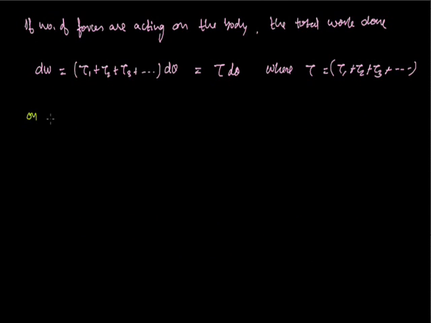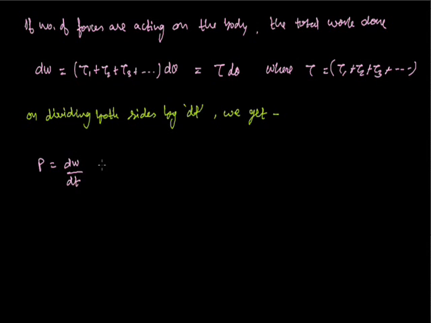On dividing both sides by dt, we get P equals dW upon dt equals tau d theta upon dt, which can be further written as P equals tau omega, where omega is the angular velocity and P is the power. So this is the instantaneous power.